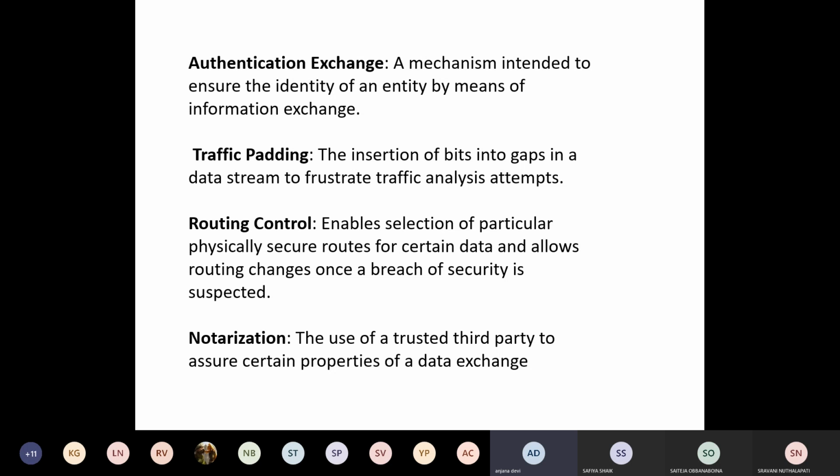The insertion of bits into gaps in a data stream to frustrate traffic analysis attempts. See, here we are going to insert some bits into the gaps, if you have some data stream.